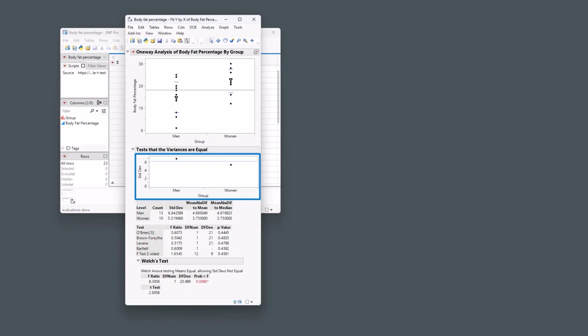The graph shows the standard deviation for each group. The table gives the F-test p-value, which is large, indicating the equal variance assumption of the two-sample t-test seems valid. The other tests given in the table test the same hypothesis with different test statistics that might be useful when assumptions are violated.